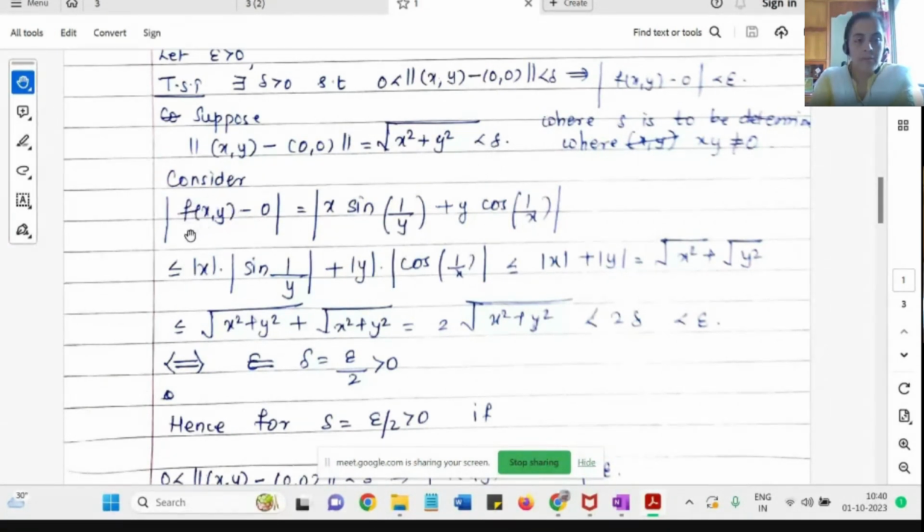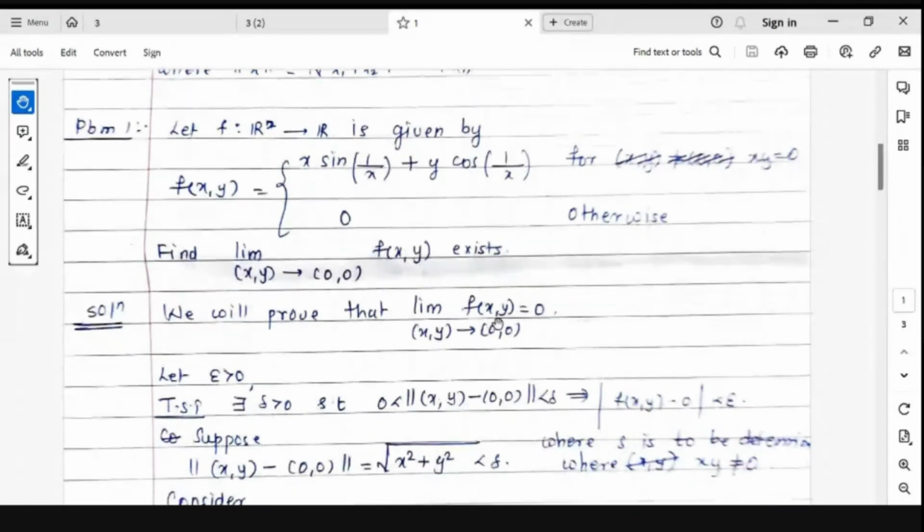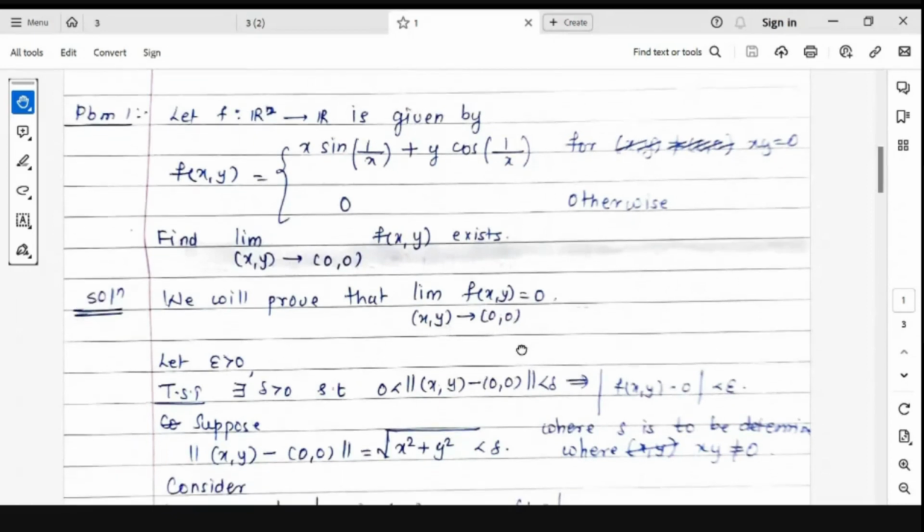So consider mod of f. I have a function f from R2 to R given by f(x, y) equal to x sine 1 by x plus y cos 1 by x when x into y is non-zero, and 0 otherwise. Now I need to find the limiting value of f at (0, 0). My claim is that the limiting value of f(x, y) when (x, y) approaches (0, 0) is 0. We will be taking the help of the epsilon delta definition. So let epsilon be positive.